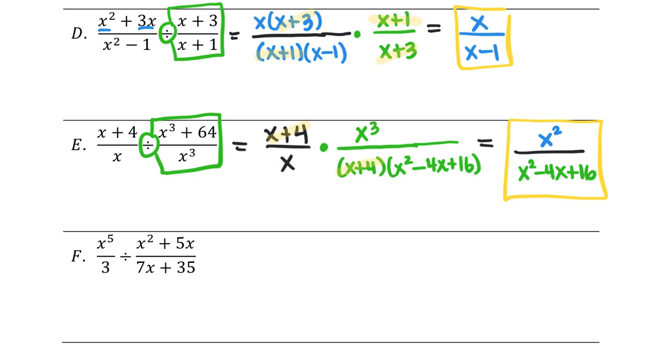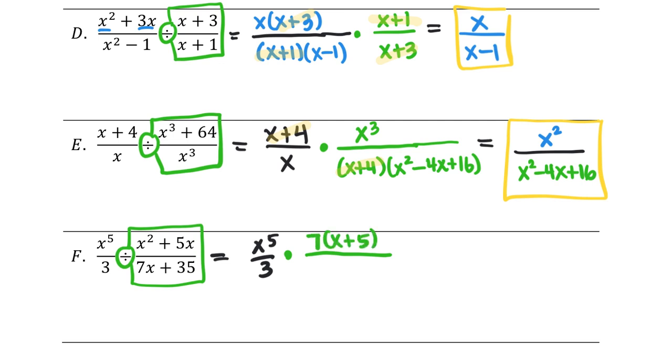Okay, let's look at f. I have x to the fifth over 3. Since I am dividing, I will change it to multiplication, and I will make it a reciprocal. So the 7x plus 35 is at the top. 7 and 35 can both divide by 7. So 7 times x, 7 times 5. The x squared plus 5x is now at the bottom. X squared and 5x both have an x. So x times x, x times 5. Okay, let's cancel that out.